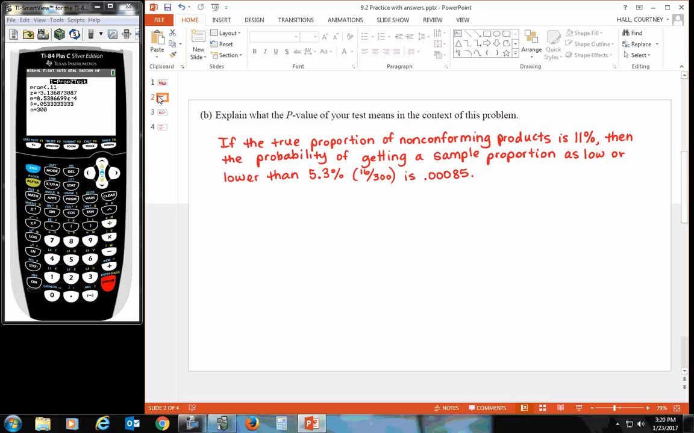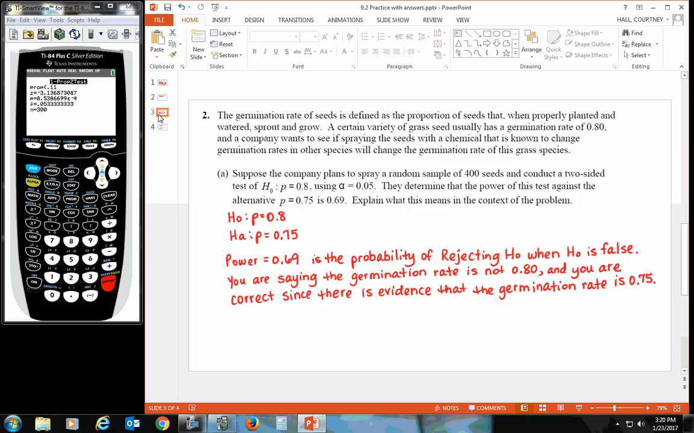Okay. Number 2. The germination rate of seeds is defined as the proportion of seeds that, when properly planted and watered, sprout and grow. A certain variety of grass seed usually has a germination rate of 0.80, and the company wants to see if spraying the seeds with a chemical that is known to change germination rates in other species will change the rate of this grass species.